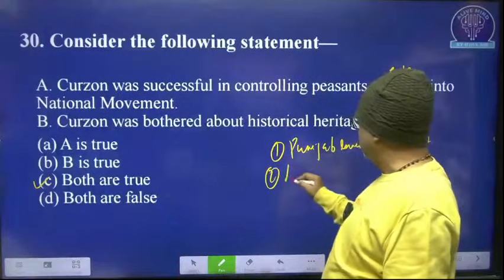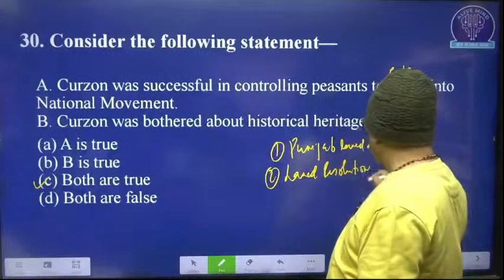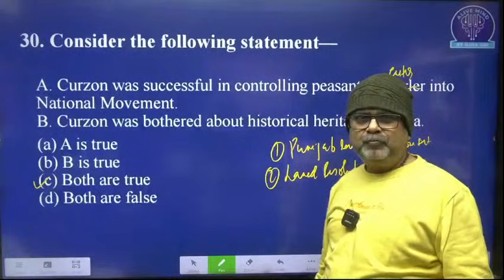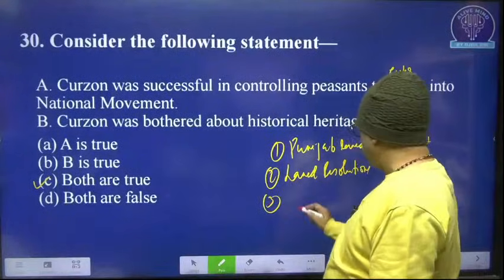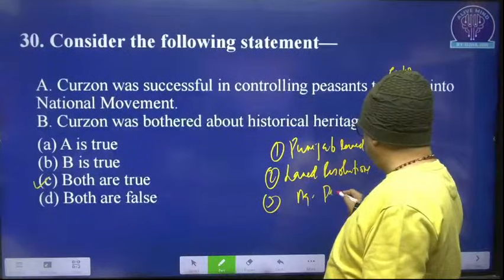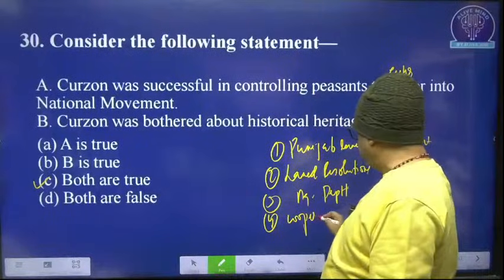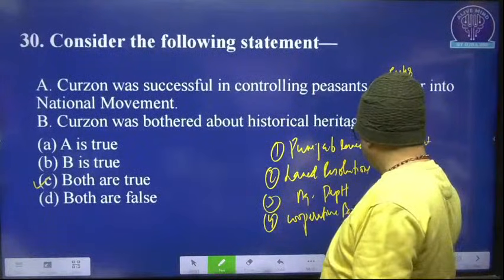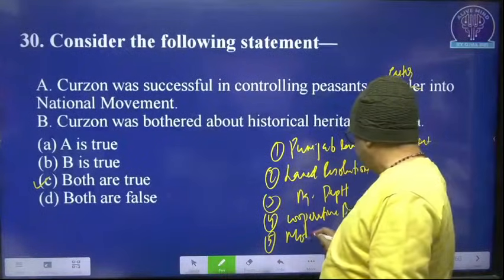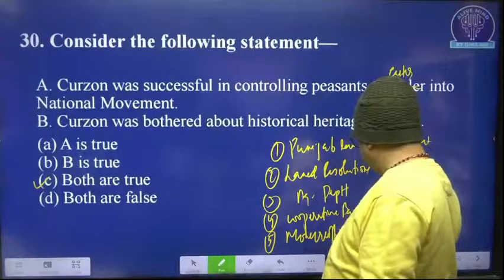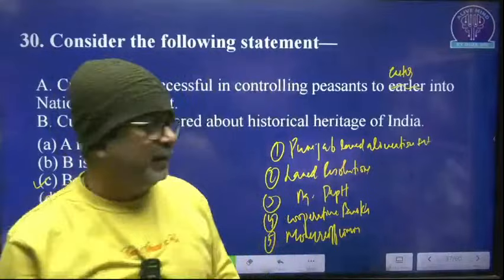Second, land resolution: no cruelty in collecting land revenue. Third, agricultural department. Fourth, cooperative banks. Fifth, Moncrief Commission. Curzon becomes the Messi of farmers in India.